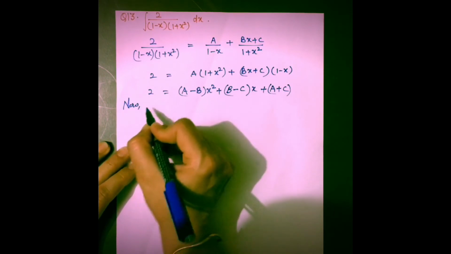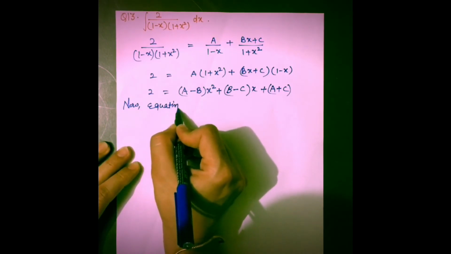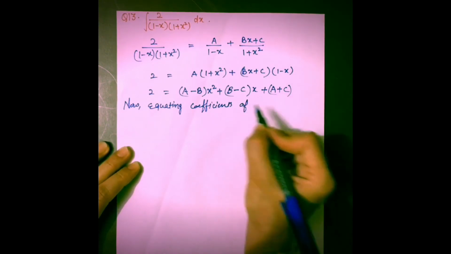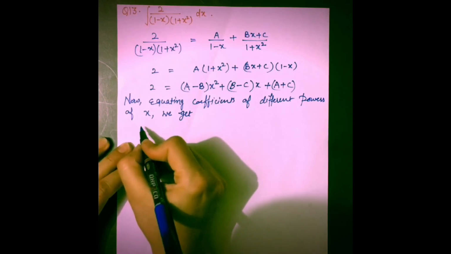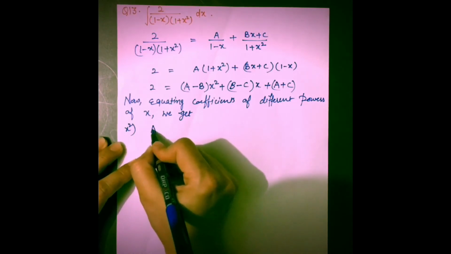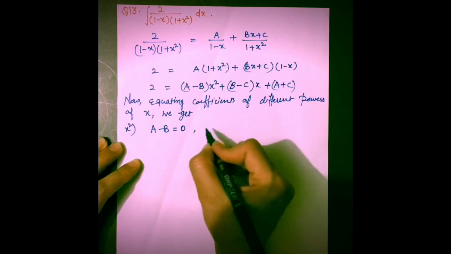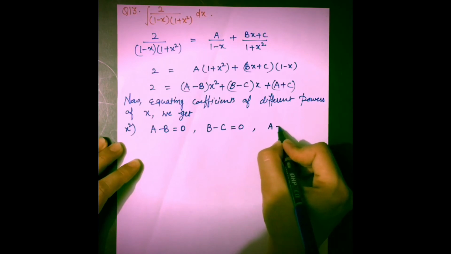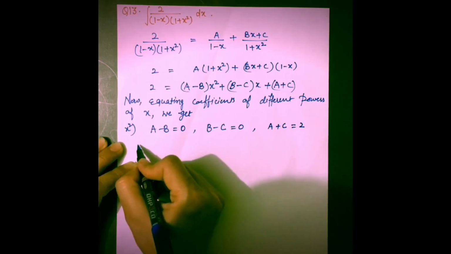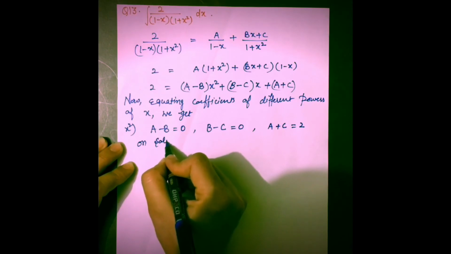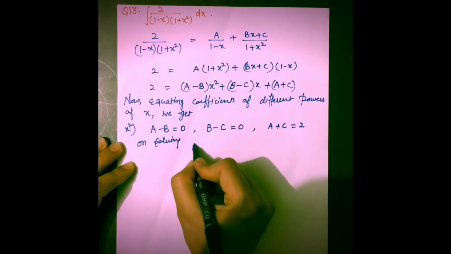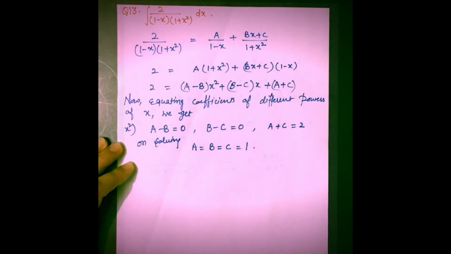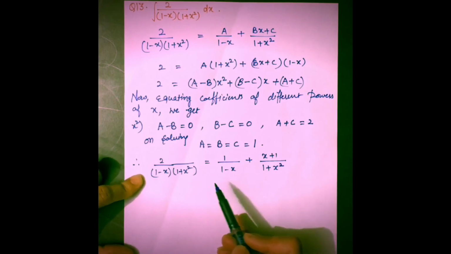Now equating coefficients of different powers, we get a minus b is equal to 0, b minus c is equal to 0, and a plus c is equal to 2. On solving, we get a is equal to b is equal to c is equal to 1. Now after putting the values in the integrand, we get this.